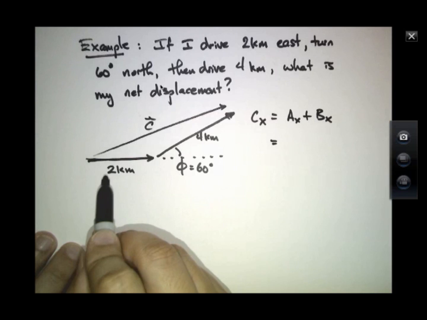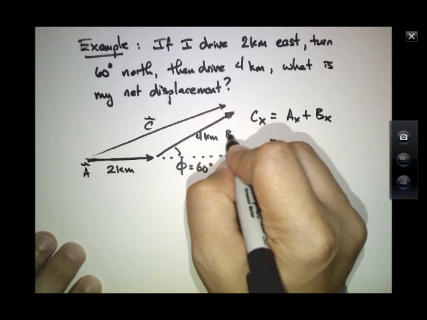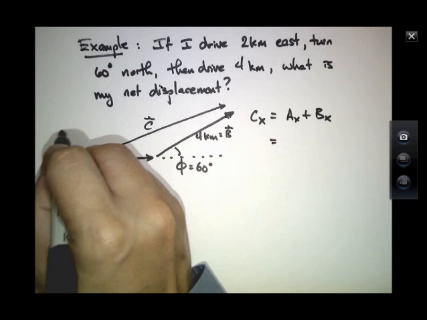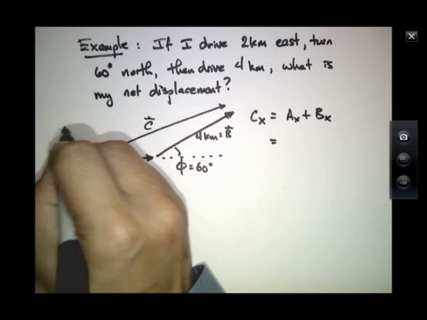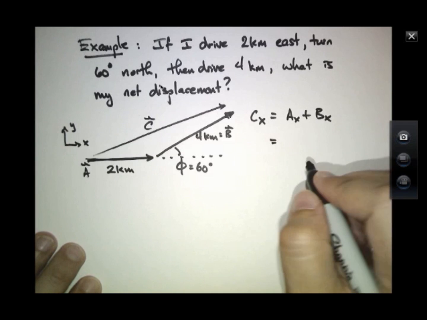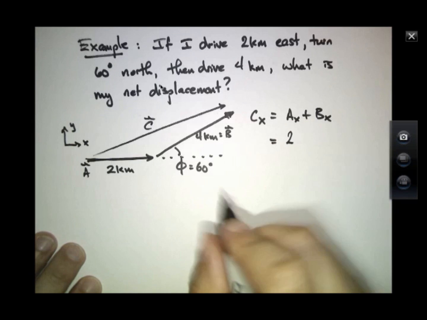Well, ax, if this is a, and this is b, a is only in the x direction. So this is my little coordinate system. A is only in the x direction as I've drawn it. So this would be 2 kilometers.